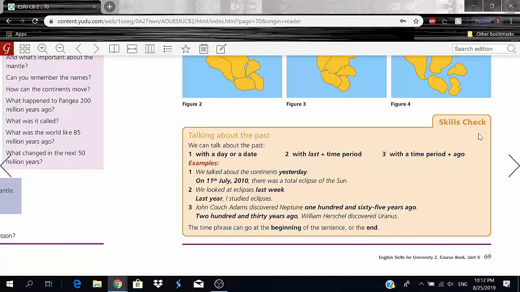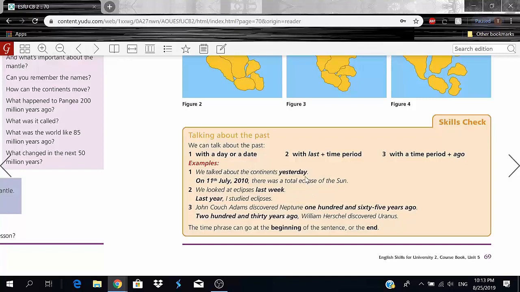And let me explain a little bit in the examples here. So we talked about the continents yesterday, right? Or on 11th July 2010, there was a total eclipse of the sun. That is one way to talk about the past, adding a day. We talked about the continents yesterday. I talked to Mike yesterday, okay? Or I could simply say a date in the past. So on 11th of July 2010, there was a total eclipse of the sun. I'm still talking about the past.